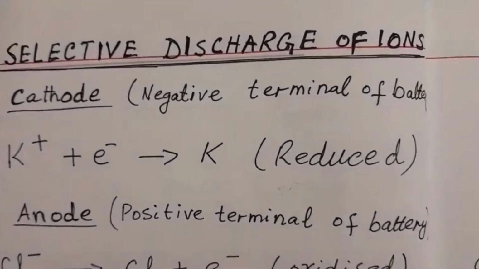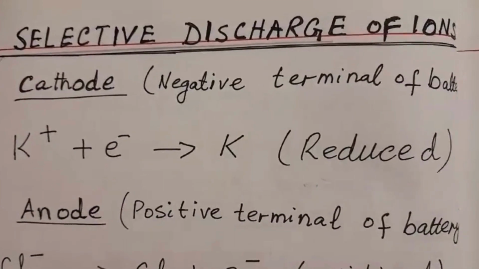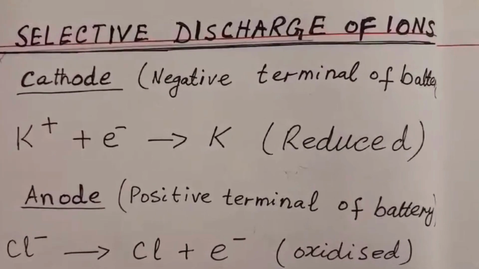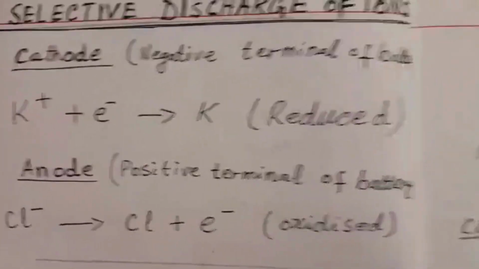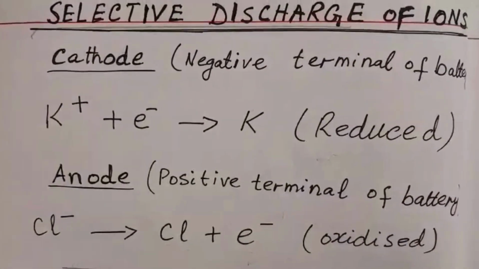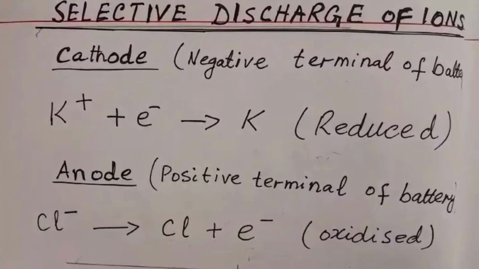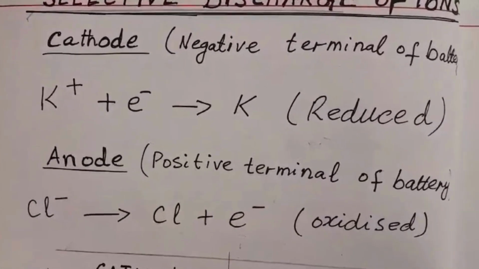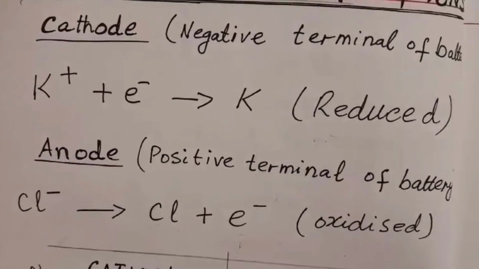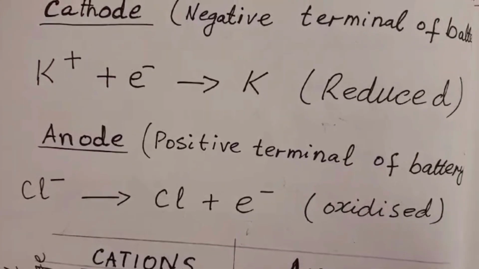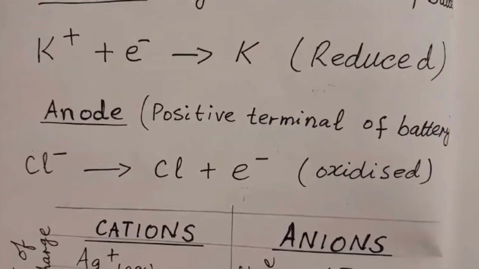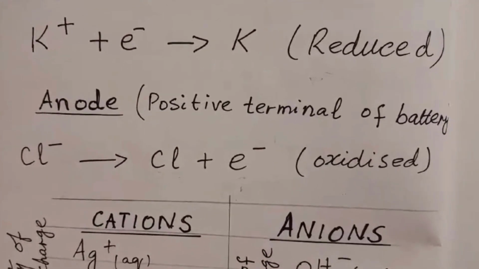Now we discuss the selective discharge of ions. Discharge of ions means that the charge of the ion is removed. For example, the cation K+ will move towards the cathode, the negative terminal of the battery, and it will get reduced. K+, by the addition of one electron, will get neutral.